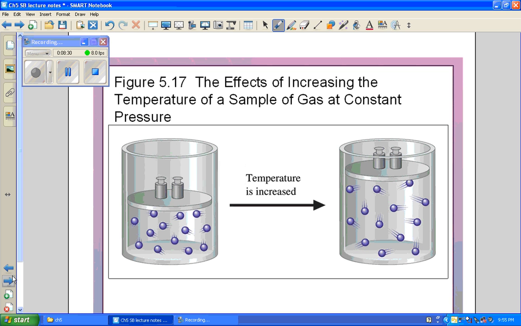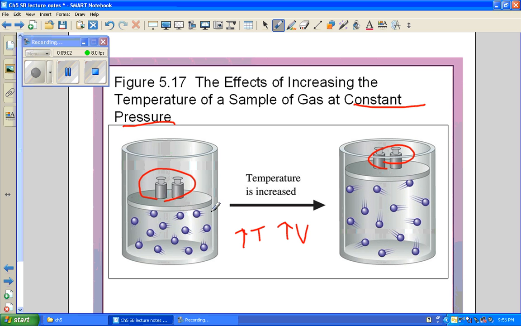Okay, here we have the effects of increasing the temperature of a sample of gas at constant pressure. You can see these two weights sitting here signifying that I have the same pressure on my system. And so this is going to be Charles' law. In order for this to be true, I have to increase my temperature and I need to increase my volume if I'm going to keep my pressure constant. In order to do that, I have to heat this gas.